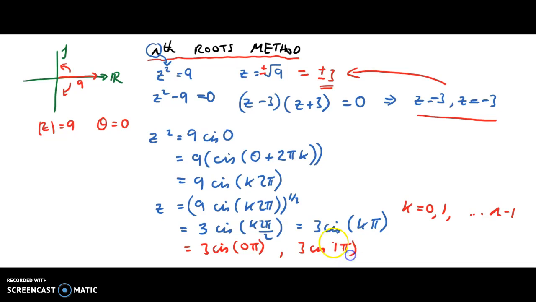We know that cis of 0 pi gives us just 1, so that's 3 times 1. And cis of pi is minus 1, so that's 3 times minus 1 as our other answer. That equals 3 and minus 3 as before, exactly the same answers all three ways. That's a simple example using z squared, but you could use z cubed, z to the 4, in fact any root at all.